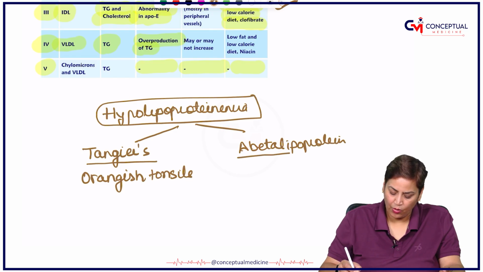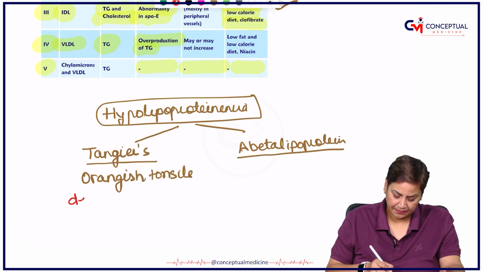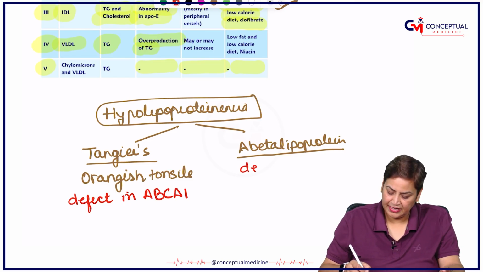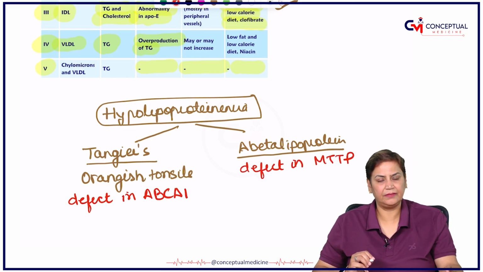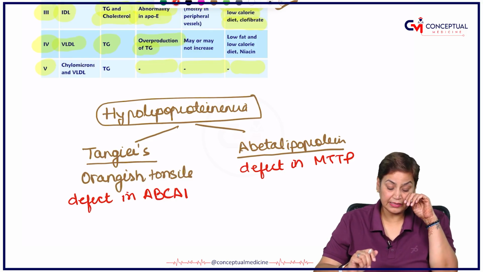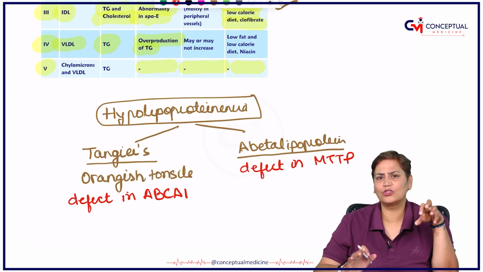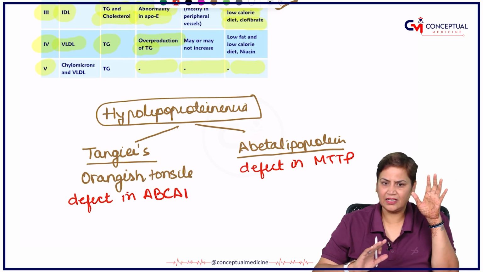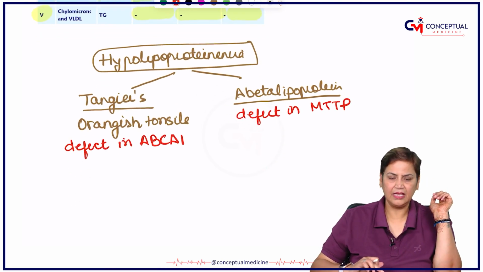If we talk about the cause here, in Tangier's disease there is a defect in ABCA1, and here there is a defect in MTTP. Okay, so these are the different types of dyslipidemias. Very, very important. Clinically also this topic is very important. So I hope this video is clear to all of you. Alright, so this is all in this. Thank you so much.